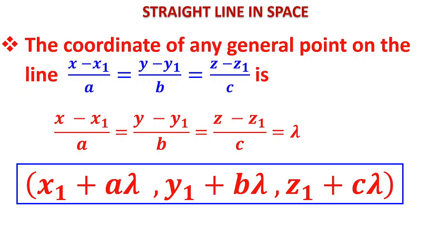By putting many values for lambda, lambda equal to 1, 2, 3, minus 1, minus 2, you can go on putting values for lambda and you will get an infinite number of points on the line. Therefore, to get the general point, equate the given line to lambda. But whatever you are doing, check that the given line is written in the symmetric form. You should be very careful.